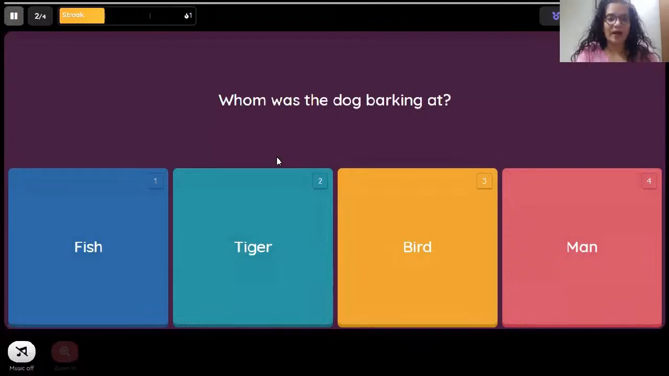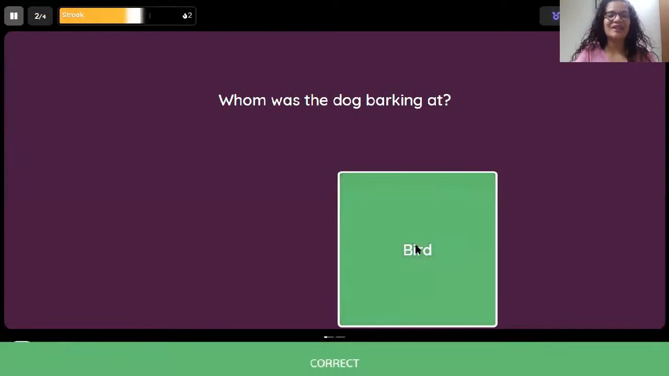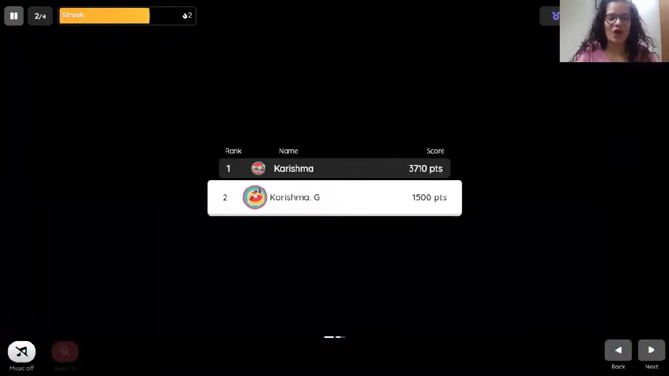Whom was the dog barking at? Was he barking at the fish? No. If you saw in the start, he was looking at the fish and admiring them. Like he was in awe. And tiger? No, we did not see any tiger. Man? No, he wasn't barking at the man. In fact, he was trying to save the man's worms. So whom was he barking at? The bird. That is right. He was barking at the bird. Good job.